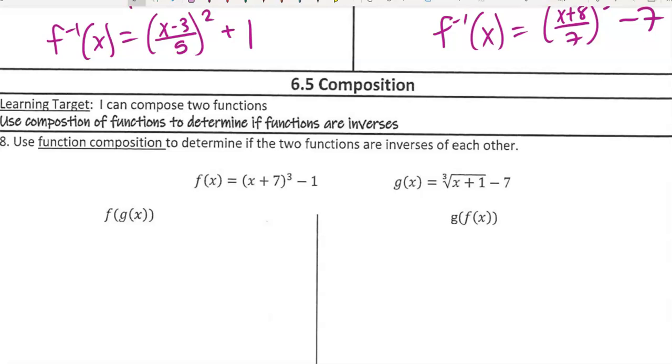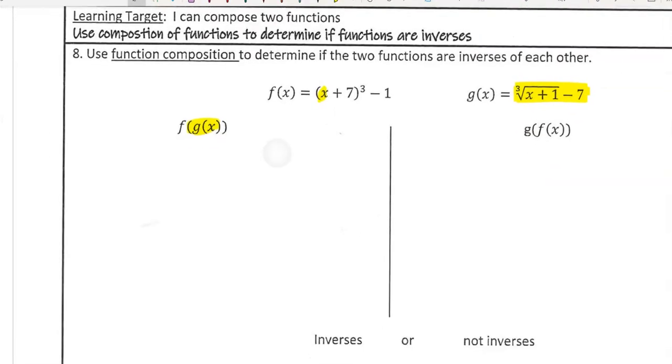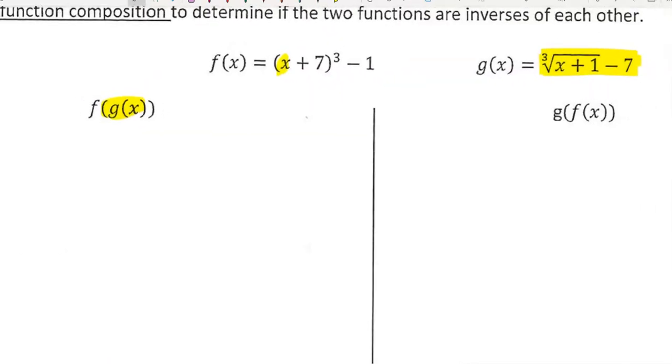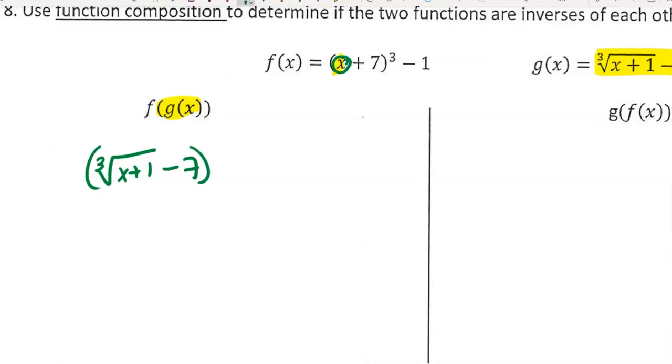Composition. All right, now we're going to take one function and put it inside the other. So we need to see which one is inside first. First, it's g of x. So I'm going to take this whole function and it's going to go inside here. Personally, I like to start by writing the inner function and then writing the outer function around it. So cube root of x plus 1, minus 7. There's our whole g of x. And it's going right here.